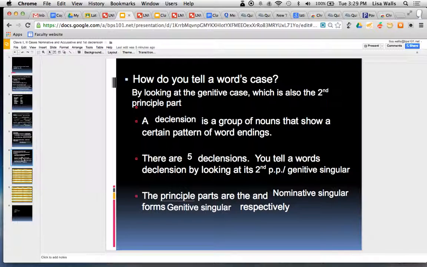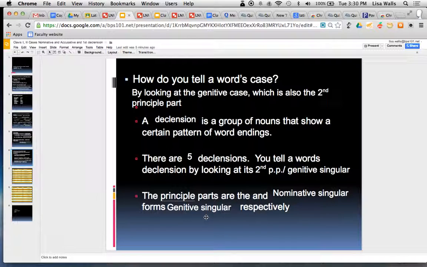So as we go, a declension is a group of nouns that show a certain pattern of word endings. When we get to the next screen, you'll see the word endings, and that's the declension. There are 5 declensions. You tell a word's declension by looking at its second principal part, which is the genitive singular, and I'll show you that on the next screen as well. The principal parts are the nominative and genitive singular forms, respectively.